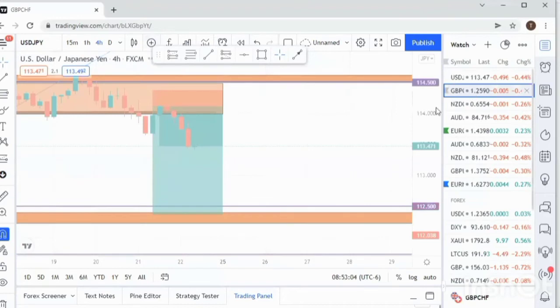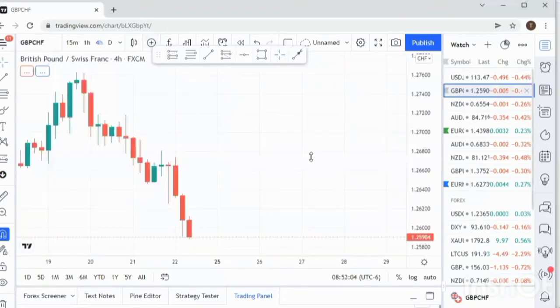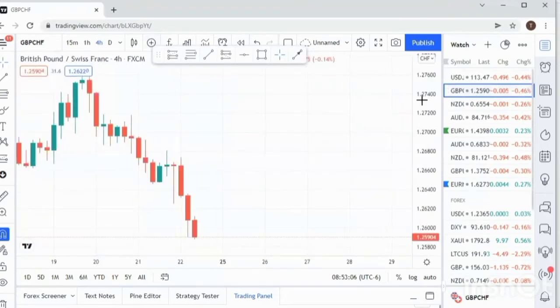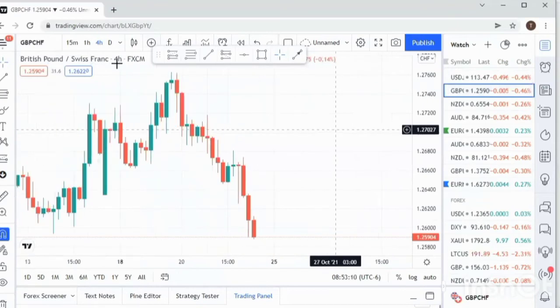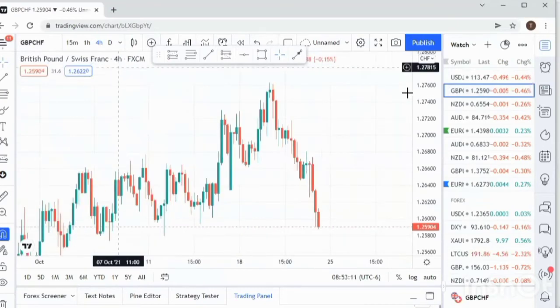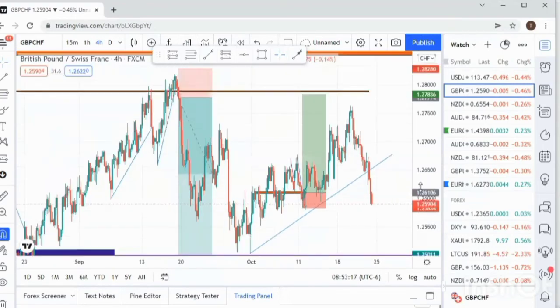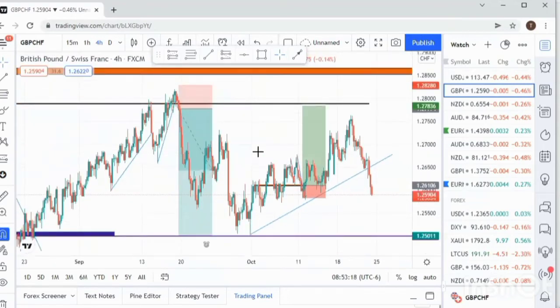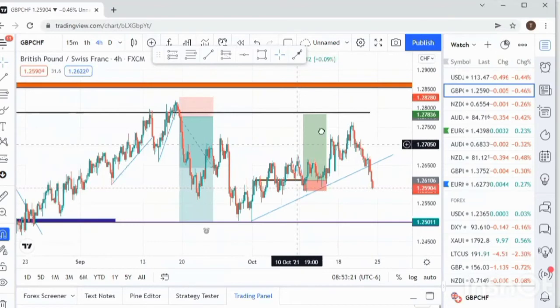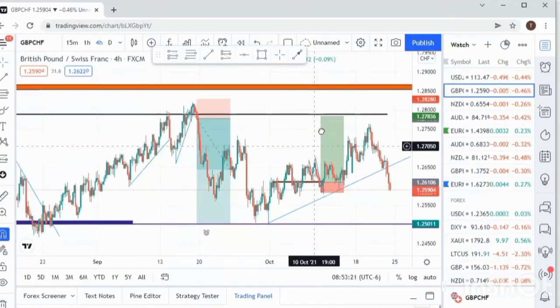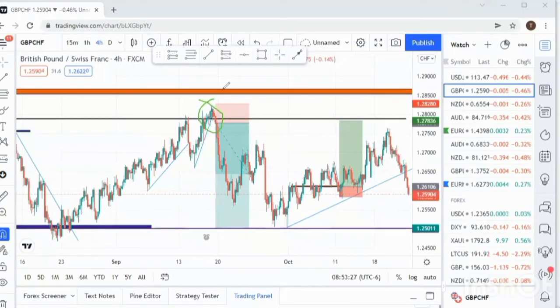Let's look at British pound, Swiss franc, GBPCHF. If you look at this trade now, just like I did tell you, I captured the entry criteria of the market. If you look at this first trade that I did here, let me show you what happened and why I took that particular trade.